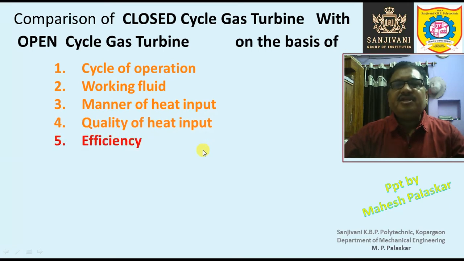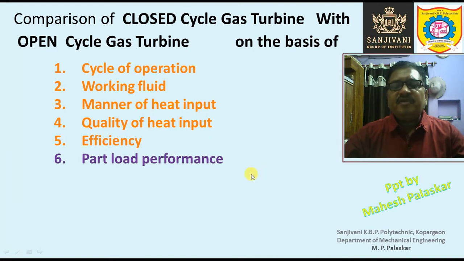Now the efficiency of the closed cycle gas turbine is higher than the open cycle gas turbine because there is minimum wastage of heat, and due to high pressure there is proper combustion, proper mixing of the working substance, and proper heat transfer. Therefore the efficiency of the closed cycle gas turbine is higher than the open cycle gas turbine.